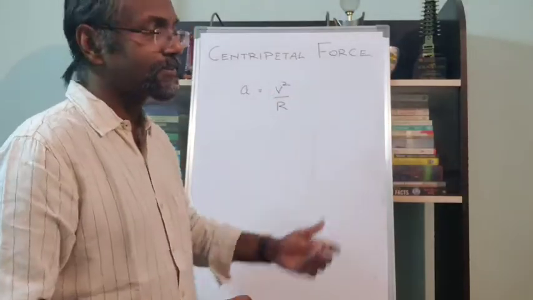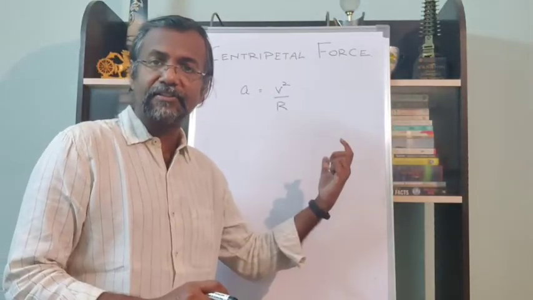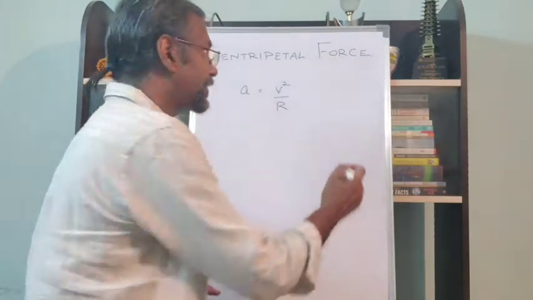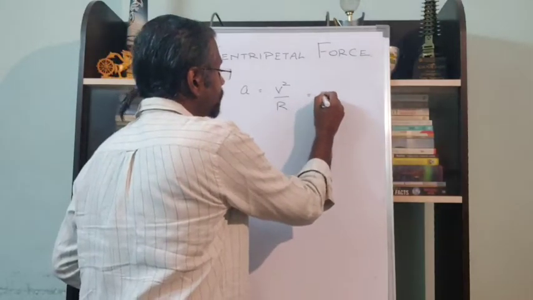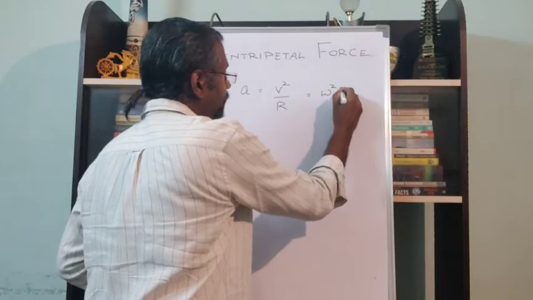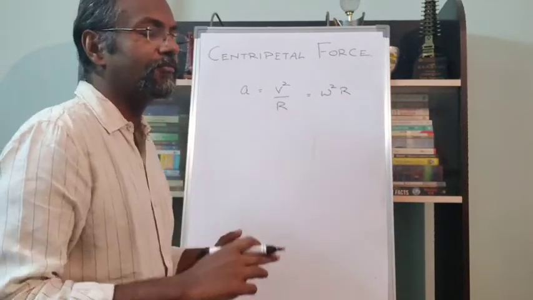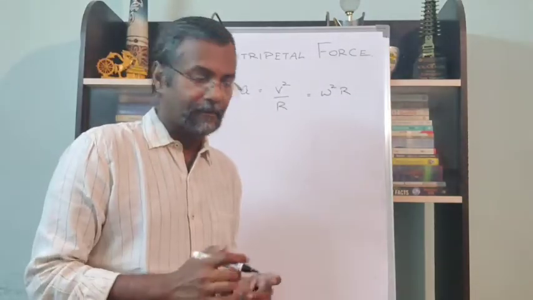We also could express centripetal acceleration in terms of angular quantities, where we said this was equal to omega squared r, and the relationship between v and r was v is equal to omega r.